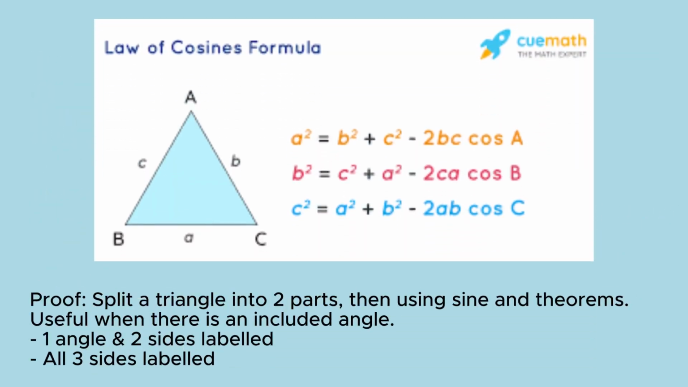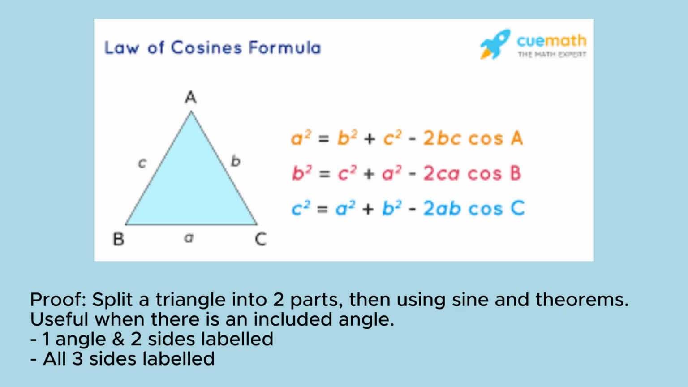Now we look into the law of cosines formula. If you look at the formula on the right, you have a squared equals b squared plus c squared minus 2bc cos A. That is the formula for the law of cosines. And you can have the other two for this triangle. So here's how the law of cosines formula works.